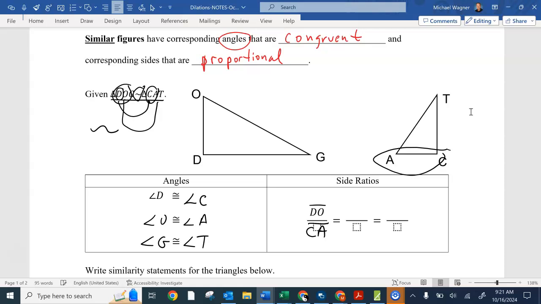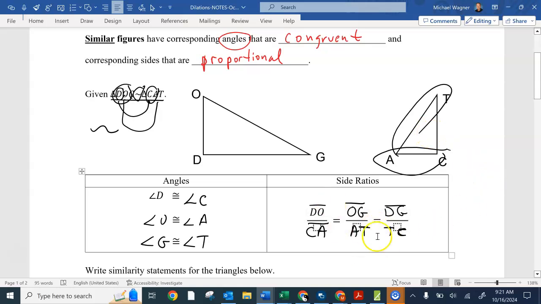And then what's the other side? Then we have OG. So OG is going to be the second and the third. So AT would go with that. Second and the third. Okay. And then finally, the last one is going to be what? DG corresponds to the last one here, TC. Okay. So that's the statement.